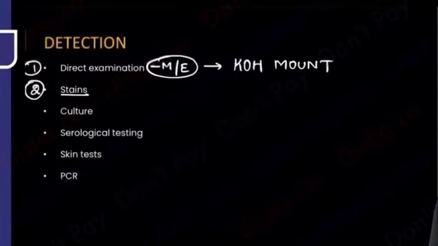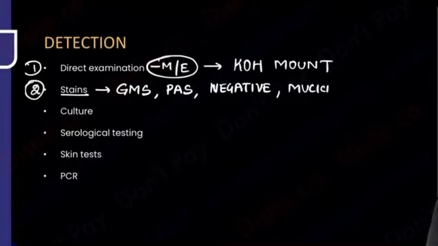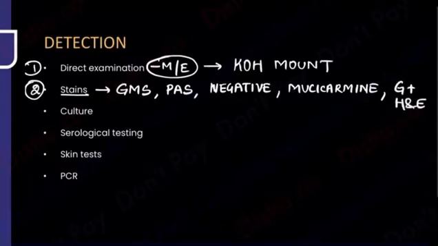So coming back, first you did direct examination with KOH, then you went ahead with stains. Let's do a quick recap. The black color stain was Gomori methenamine silver. The pink color stain was P for PAS. So PAS was positive. For cryptococcus, we had the negative stains if you were talking about the CSF sample. For cryptococcus, you had mucicarmine if you were talking about the biopsy sample. And 2 miscellaneous ones were gram positivity and H&E stain. So that wraps up all the stains for us.